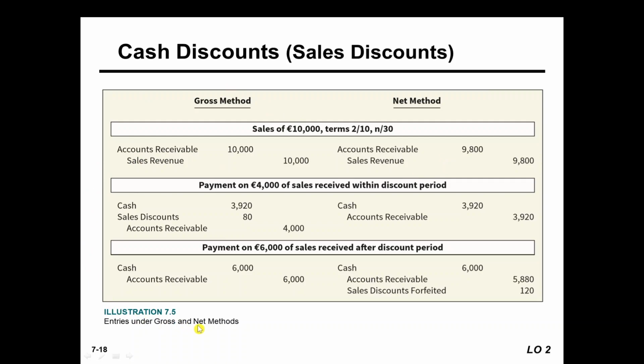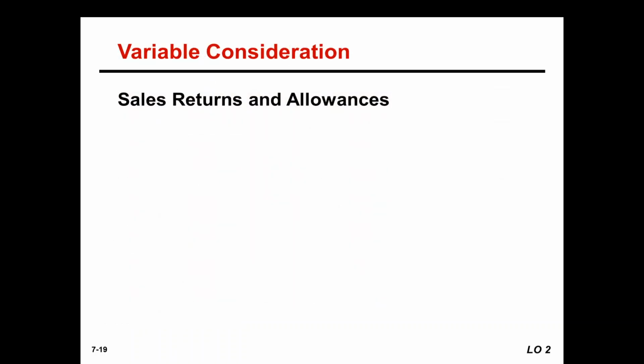But in many companies, most of the companies use gross method instead of net method, because when we use this net method, some sales discount that is not being used will come up here and will be put as a kind of loss to the corporation. So this gross method is much more used than the net method.